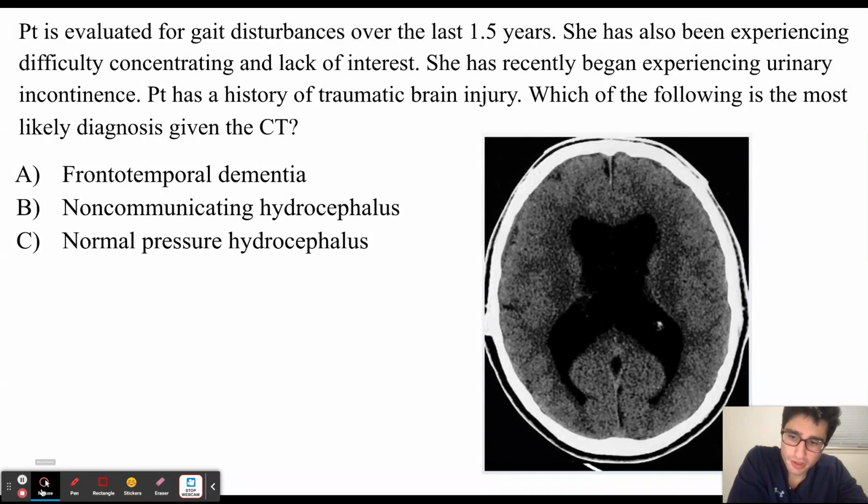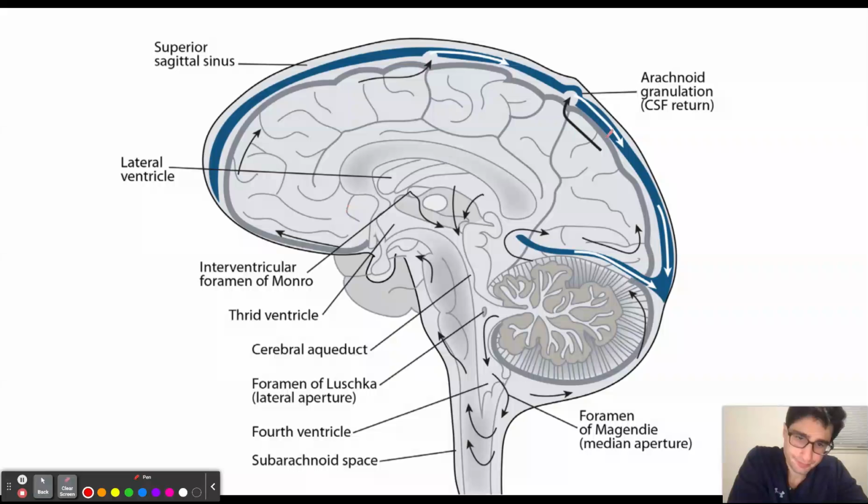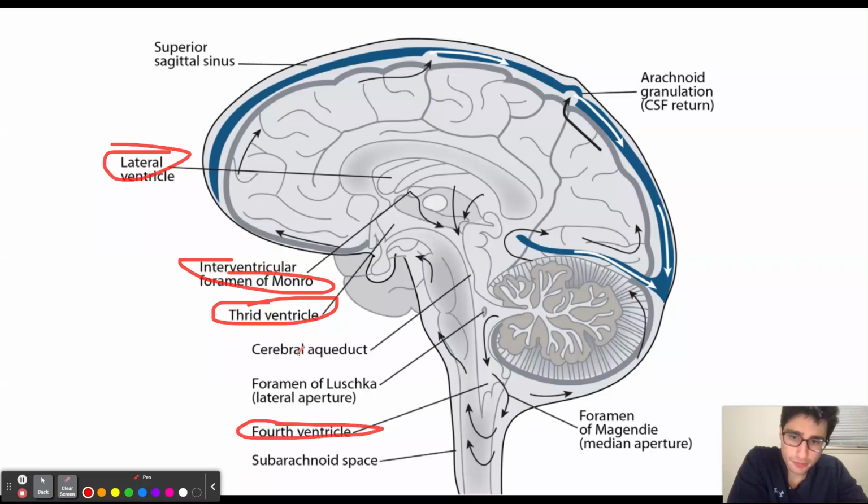Now let's go over hydrocephalus really quickly. Normal CSF flow is going to go from the lateral ventricles into the third ventricle through the interventricular foramen of Monro. From the third ventricle, the CSF is then going to reach the fourth ventricle through the cerebral aqueduct. Finally, from the fourth ventricle, CSF is going to flow to the arachnoid granulations through the foramen of Luschka and the foramen of Magendie.